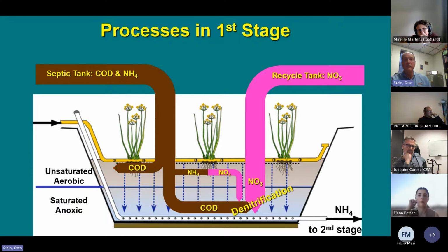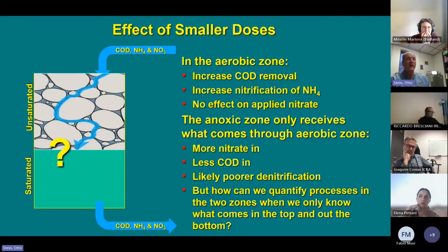But it's really hard to quantify that because all we can measure is what comes in the top and what comes out the bottom, right? So we don't know what the split would be between the unsaturated and the saturated zone. But we could try to model this with a really simple model.